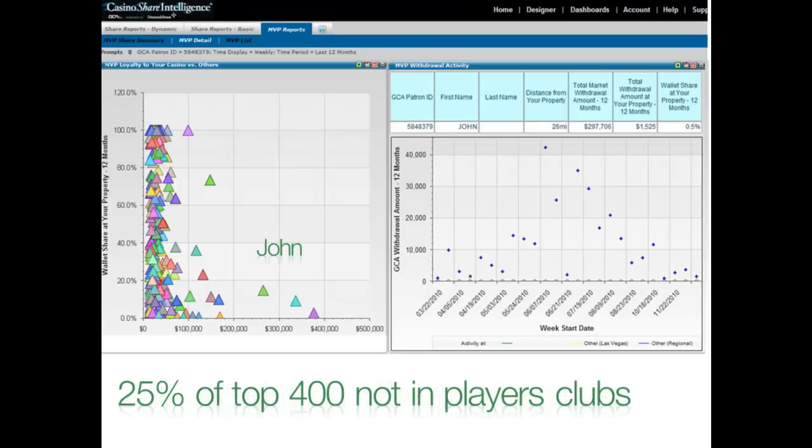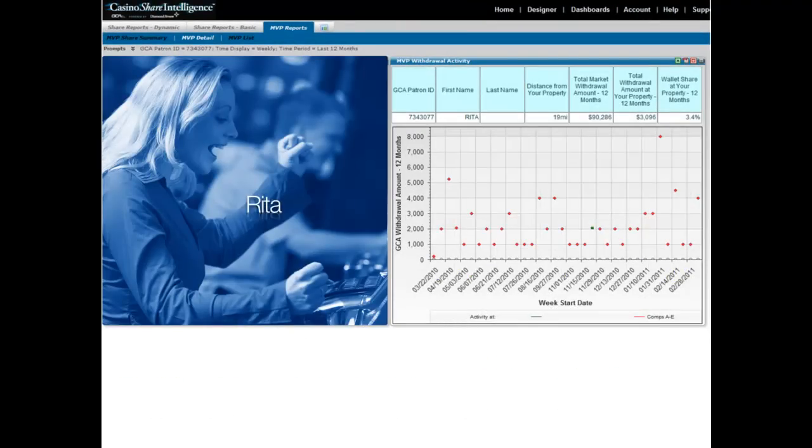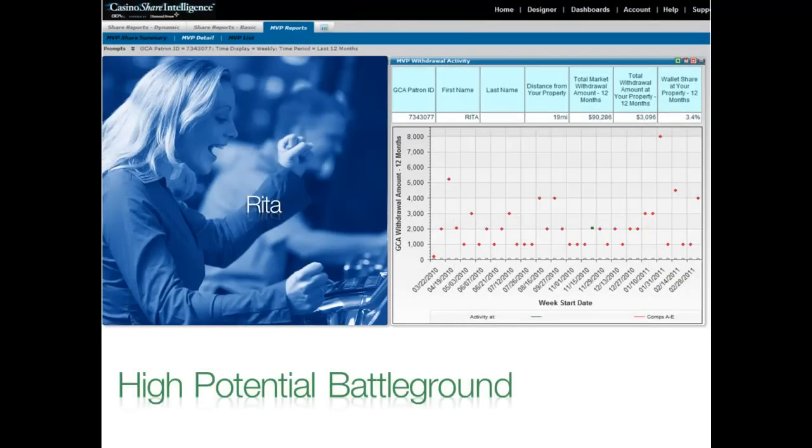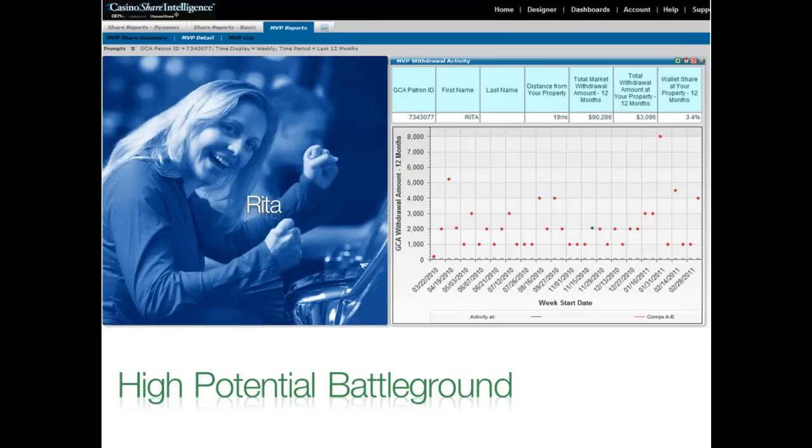Rita's another example of someone in your battleground area where your casino has a better chance to capture more of her wallet. Like John, Rita only made one withdrawal with you, but many at even a higher amount at other properties. Red indicates it's one of your top 5 competitors. Like John, she's not a frequent visitor to Las Vegas. Again, CSI delivers real marketing intelligence. Your call to action is to find out what it would take for her to spend more time and money with you.